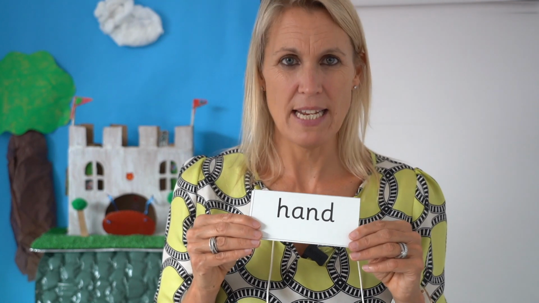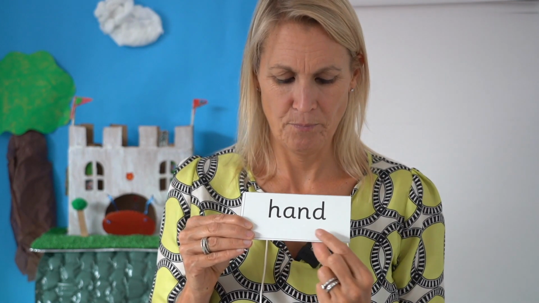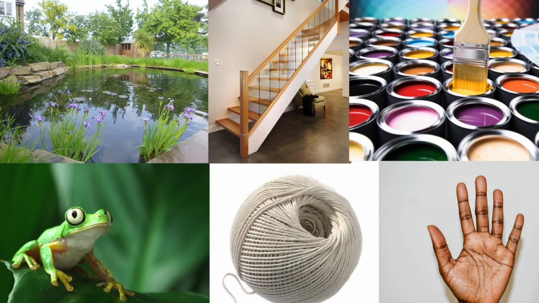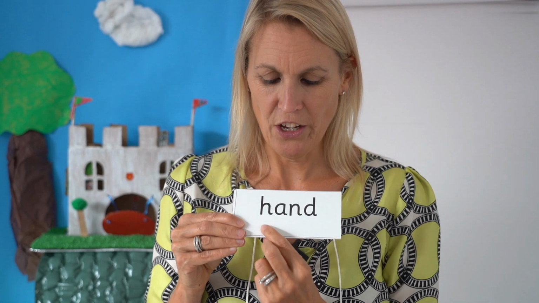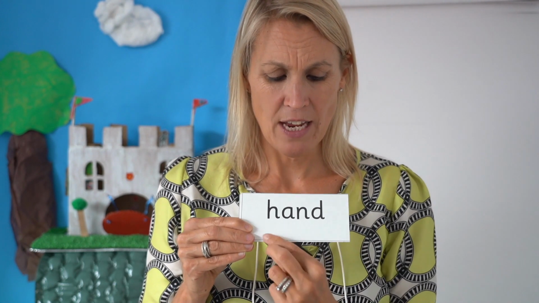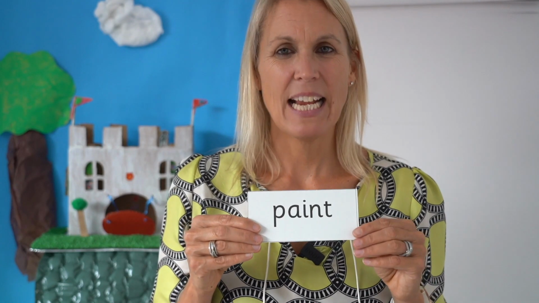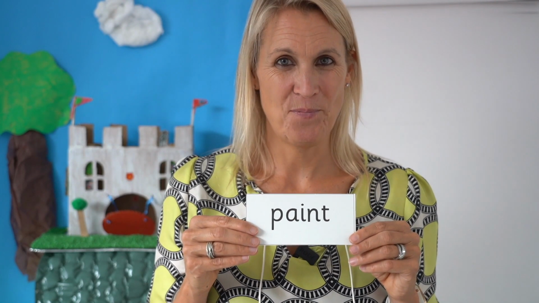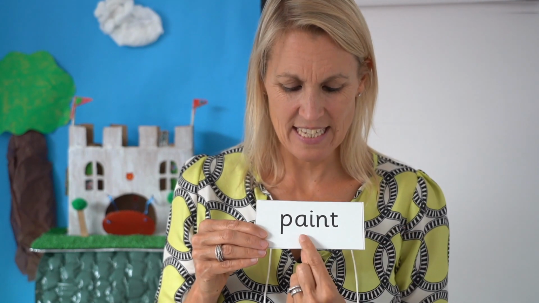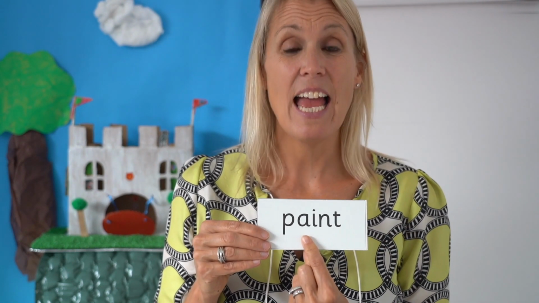Read each sound, then blend. Point to the picture that matches the word. Read it with me. And hand. Here is the picture of the hand. Did you get it right? Can you spot the digraph here? Well done, yes. The digraph is A.